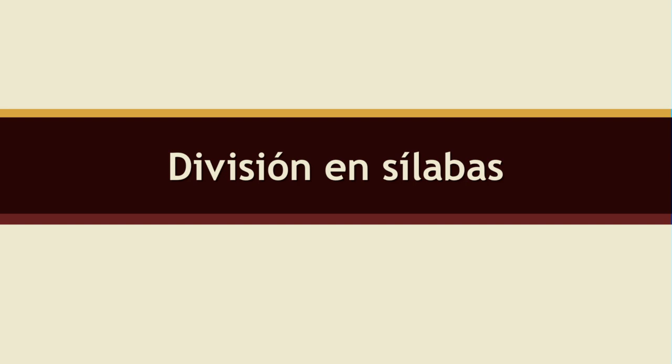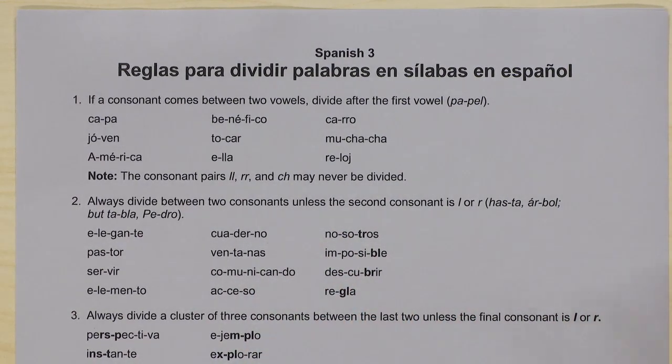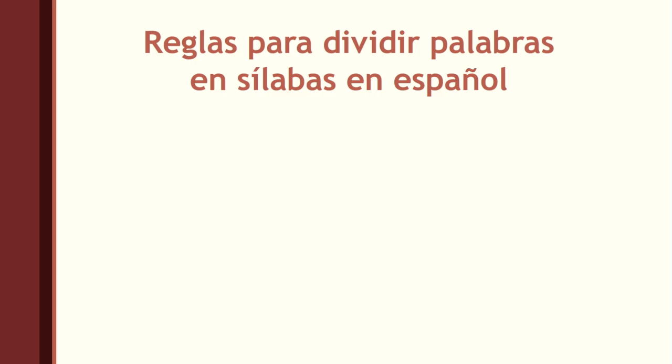Muy bien. Now, we are going to talk about accent marks, but first, we need to talk about syllable division so that you know how to divide words into syllables in Spanish, and then that will help you as we talk about accent marks. So let's take a few minutes to talk about how to divide words into syllables in Spanish. Now you have a handout like the one I have right here, and we're going to go through each one of these rules one by one. So here we go. Reglas para dividir palabras en sílabas en español.